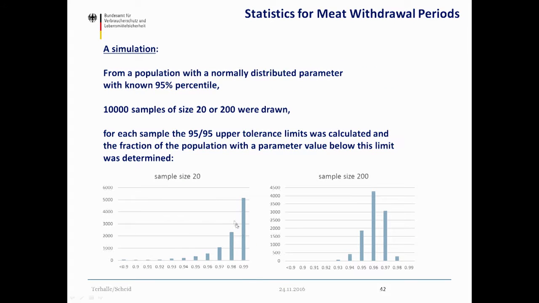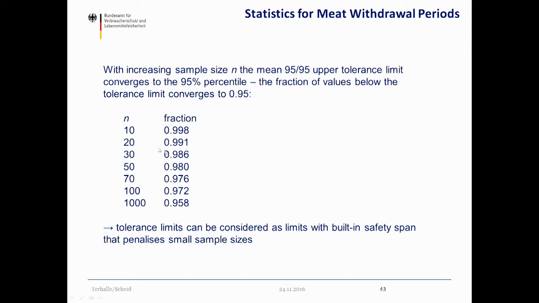So you can see this from here. This is the lower sample numbers, so you have 99s, 98, 97, and here you get closer to the 95% percentile, which means in the end that the tolerance limit has a built-in safety span. So the higher the sample numbers, the closer you come to the 95% percentile. So this is automatically, it would punish bad studies, because the tolerance limit gets wider away from the percentile, and in the end the withdrawal time gets longer.